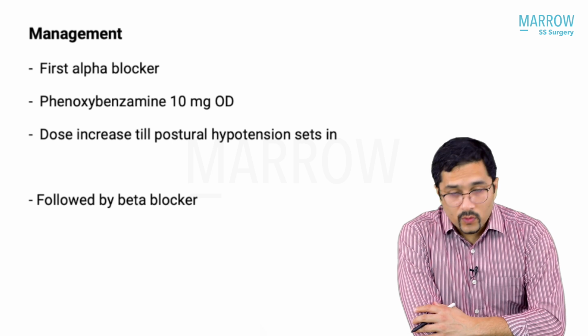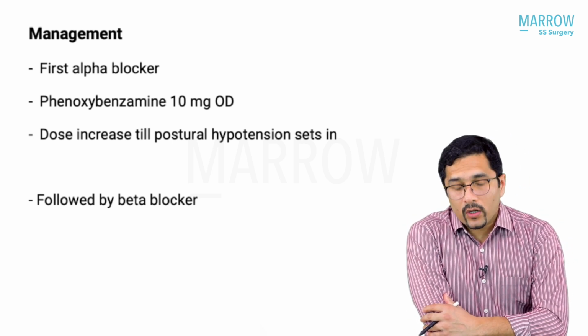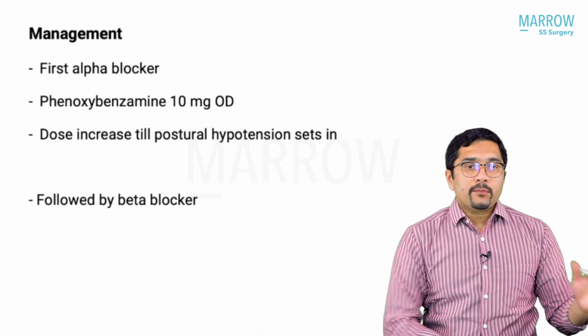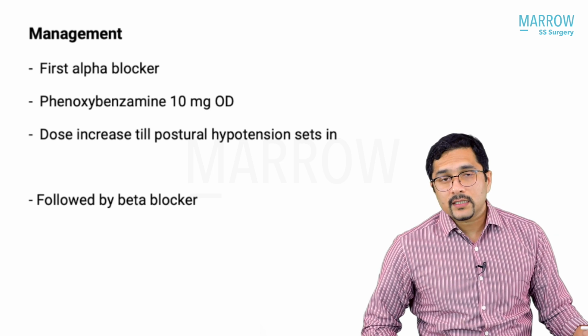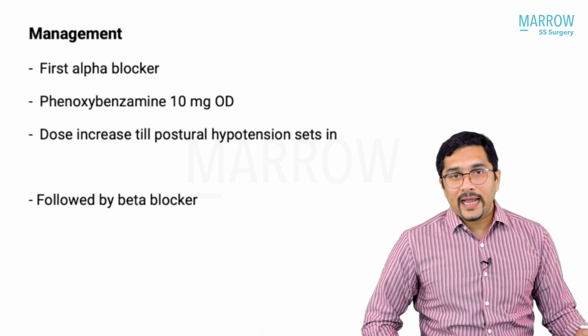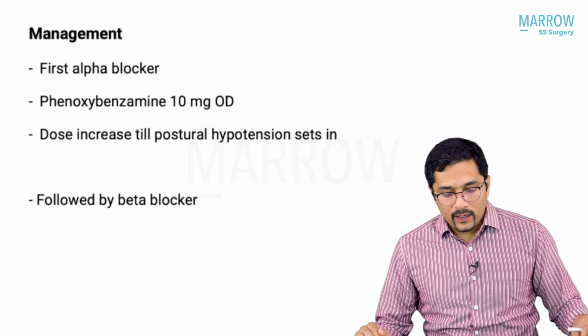And the management, you know, it is always first alpha blockade followed by beta blockade. We never do beta blockade first because that can trigger a hypertensive crisis by unopposed alpha action, right. So, always alpha blockade followed by beta blockade.